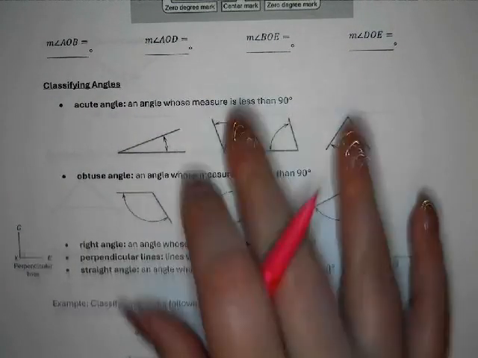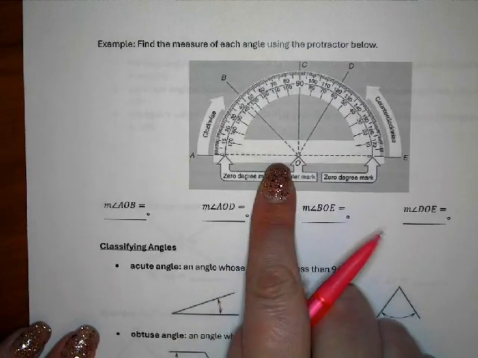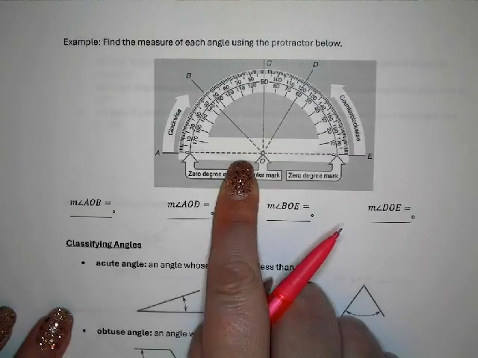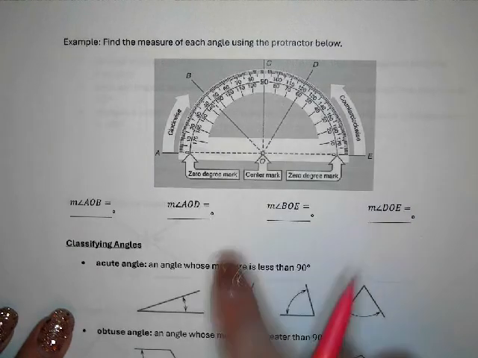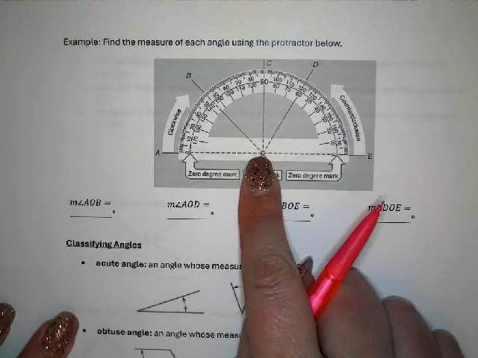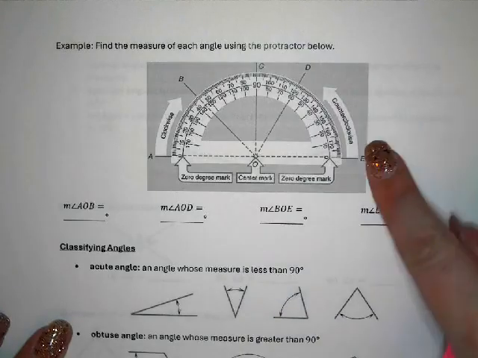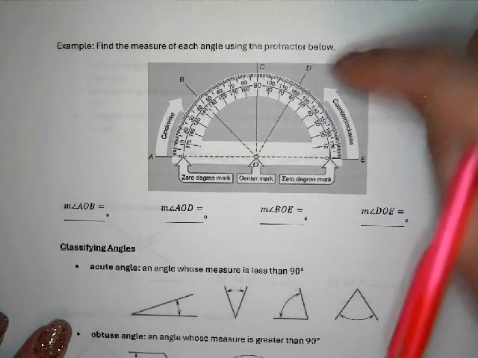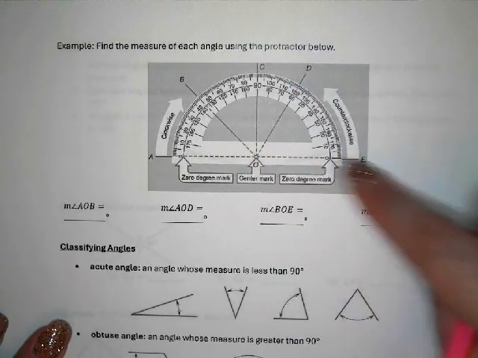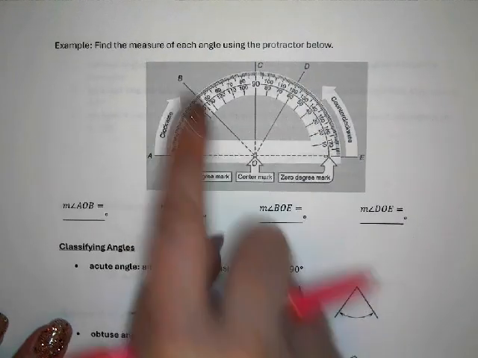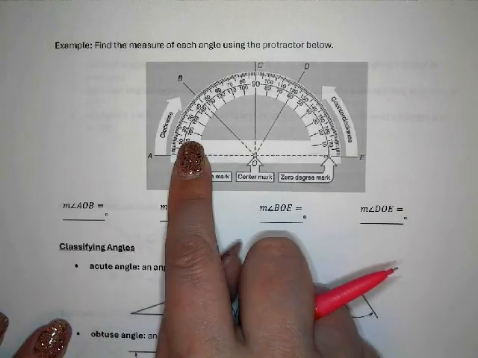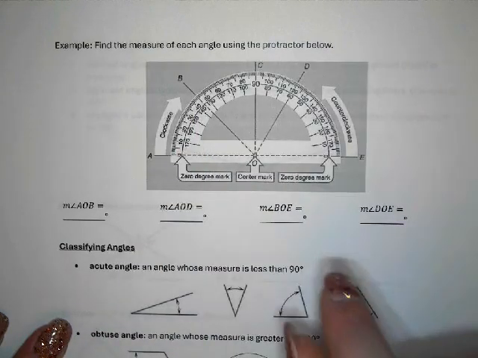All right, here we're looking at a protractor, and we're going to see different ways to measure angles using the protractor. When you're using a protractor on the page, you can measure from the right side. You can have an angle like angle DOE that's on the right side of the protractor, or you can have an angle that's on the left side of the protractor.